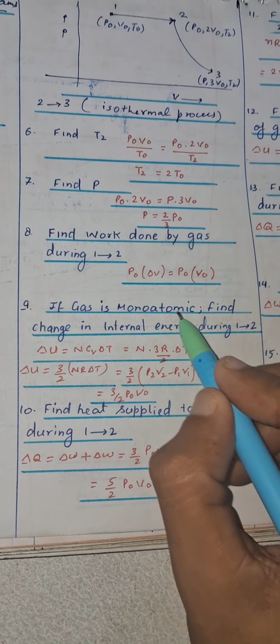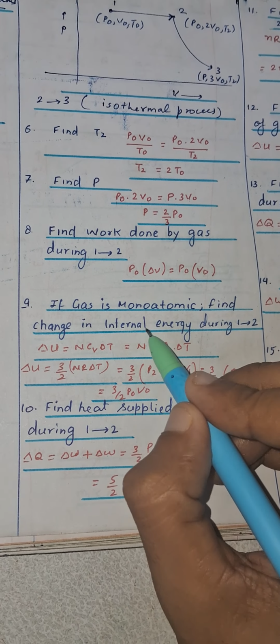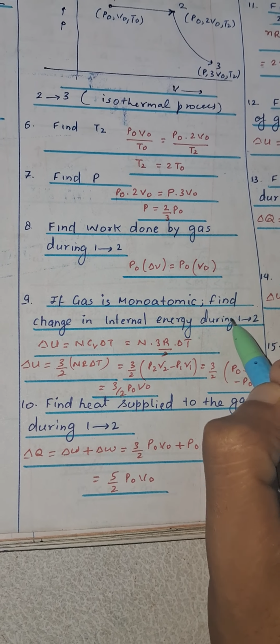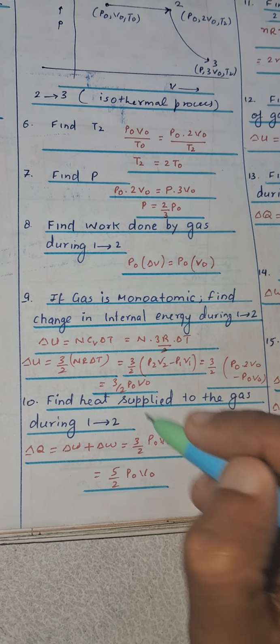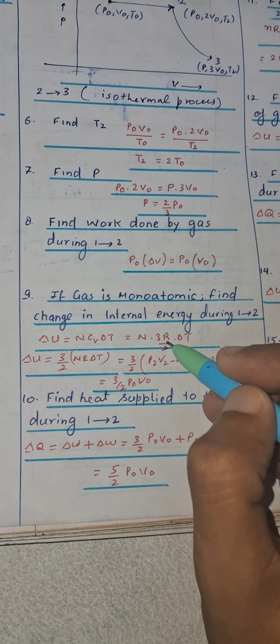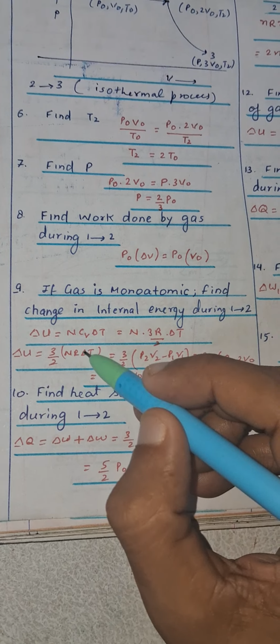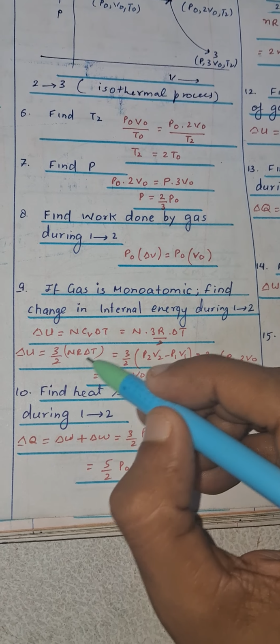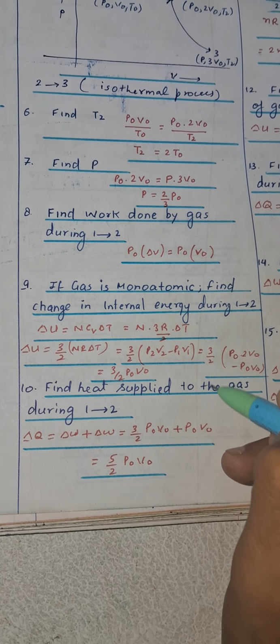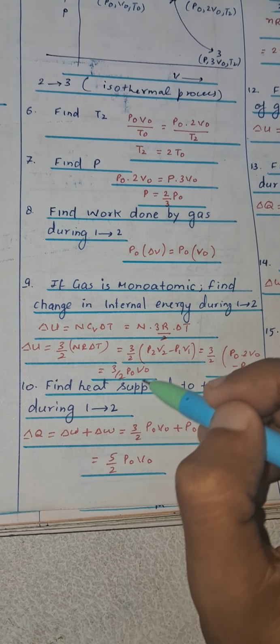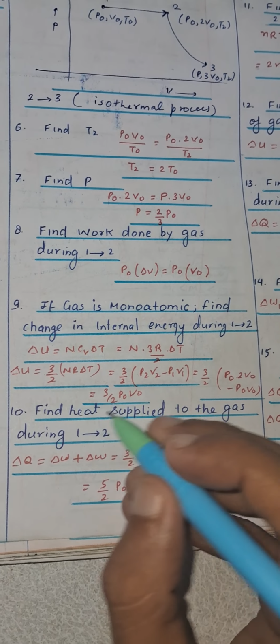Next: if the gas is monoatomic, find the change in internal energy during 1 to 2. The change in internal energy is given by n CV delta T. CV here will be 3R by 2 into delta T. So from here it comes out to be 3 by 2 nR delta T, and nR delta T can be written as P2 V2 minus P1 V1. After substituting the values we get 3 by 2 P naught V naught.